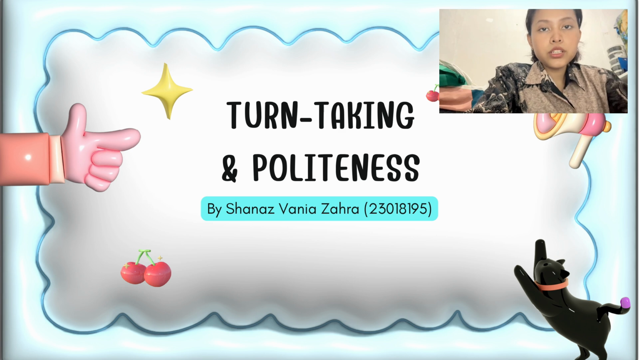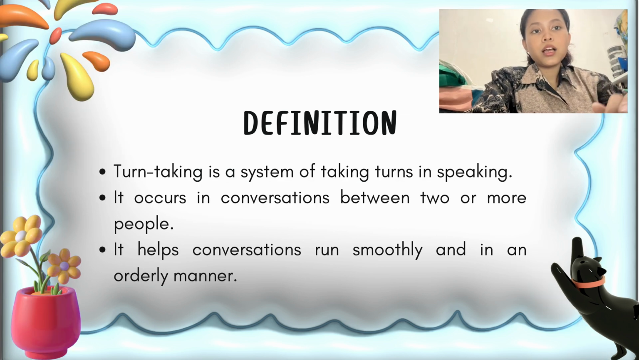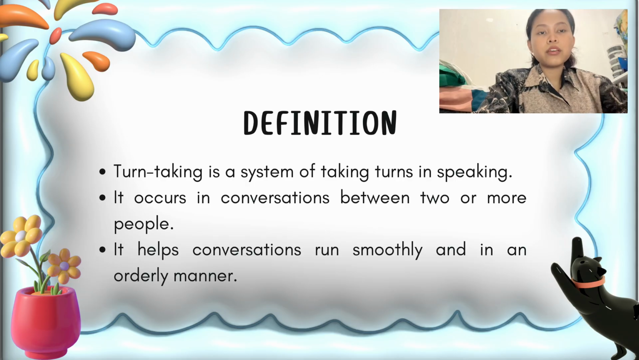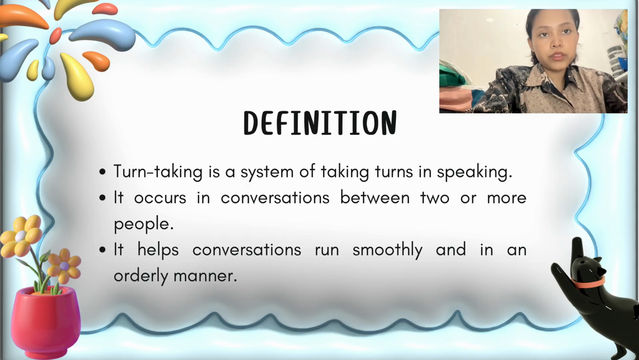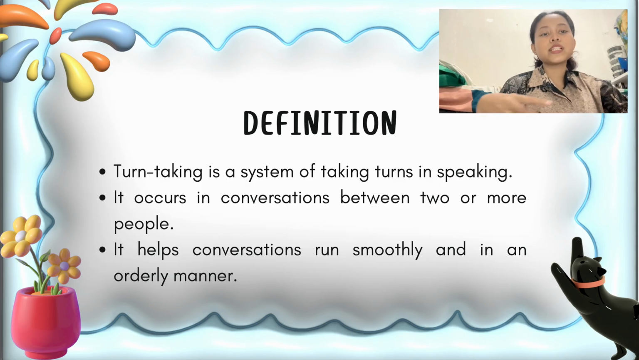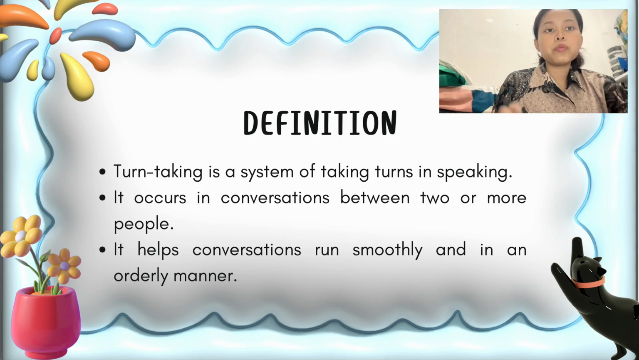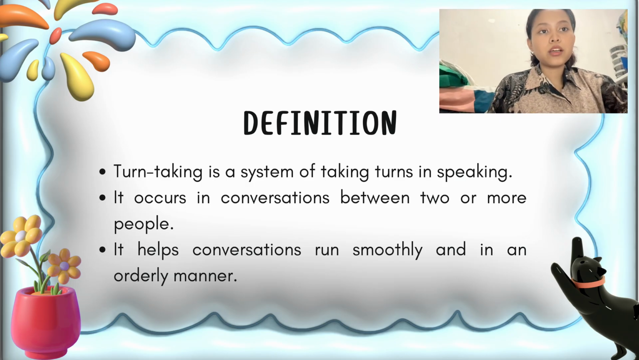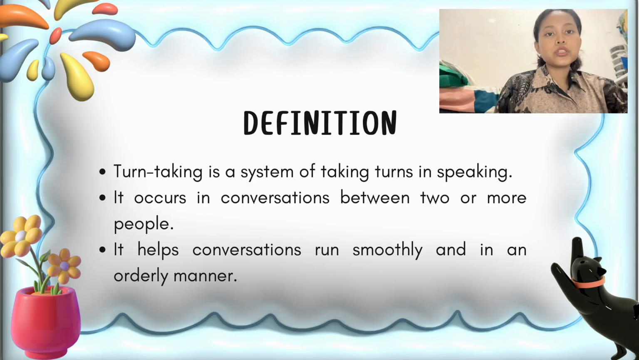Let's look at the definitions. First, I will explain the definition of turn taking. Turn taking is a system of taking turns in speaking. It happens in a conversation between two or more people. Turn taking helps conversation run smoothly and in an orderly way. Without turn taking, people may speak at the same time and communication can become confusing.